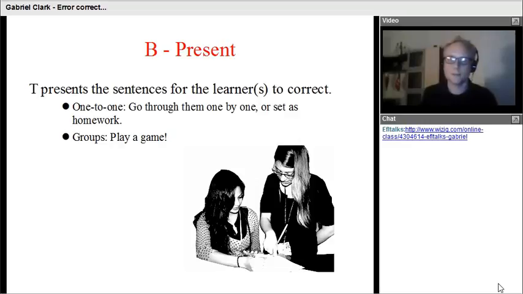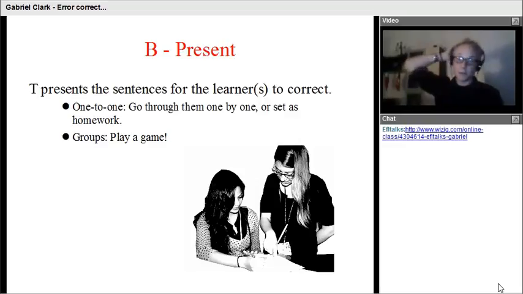Okay, let's move on to the presentation of it. This is quite straightforward. There are two main situations. You might be doing one-to-one lessons. And in this case, you can simply go through it with them, as human to human, and talk through the errors and mistakes together as a team.